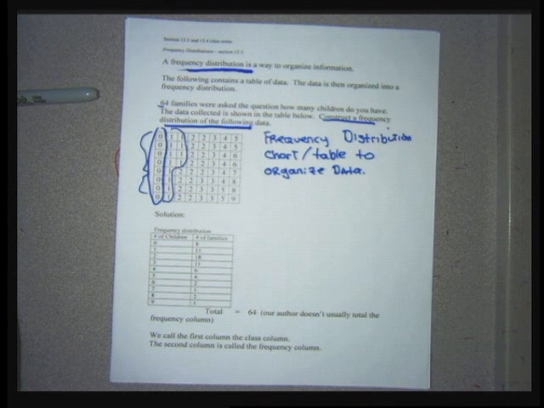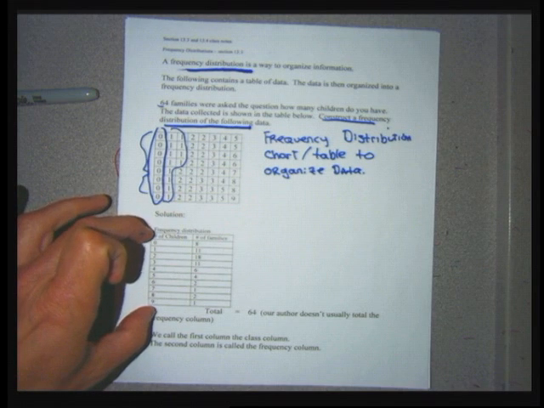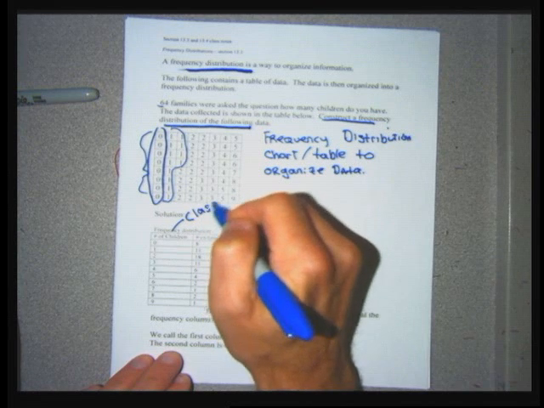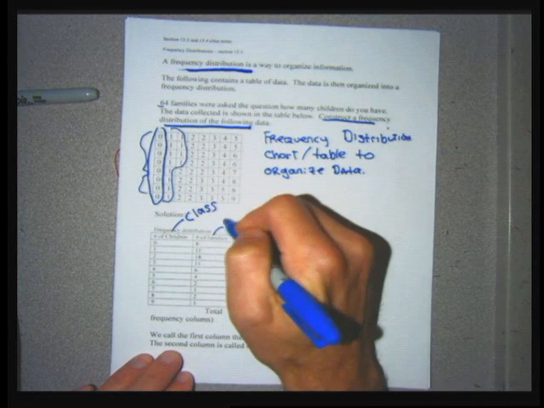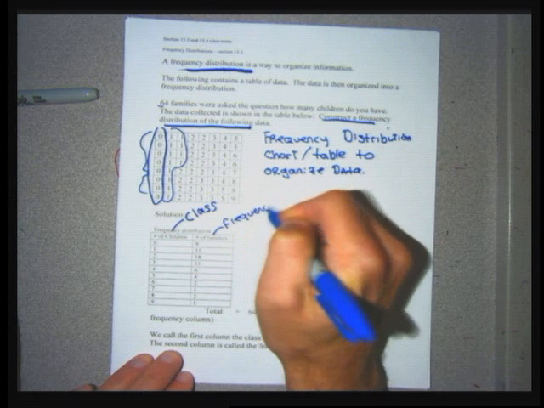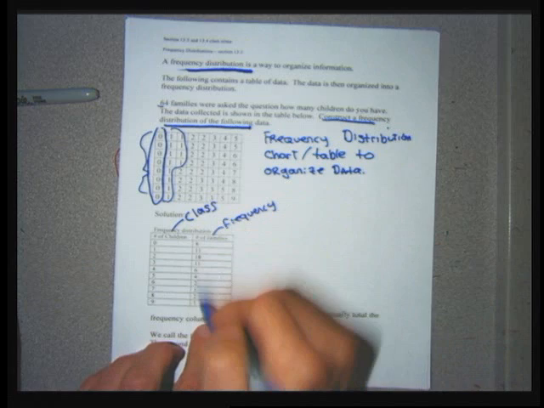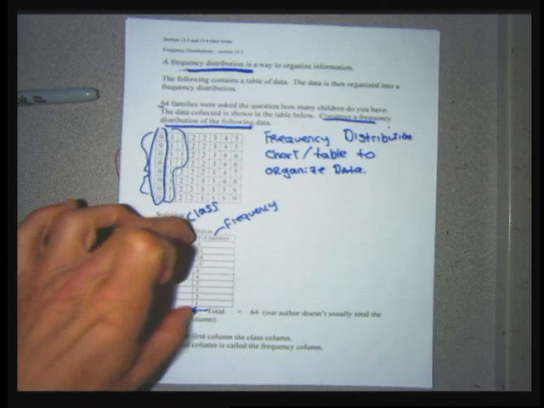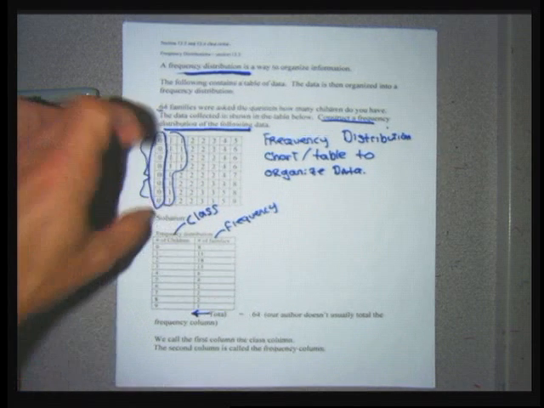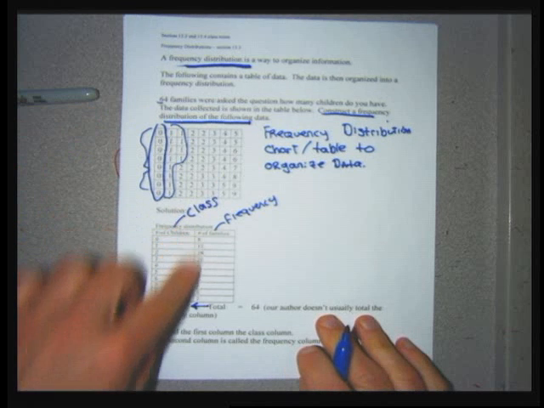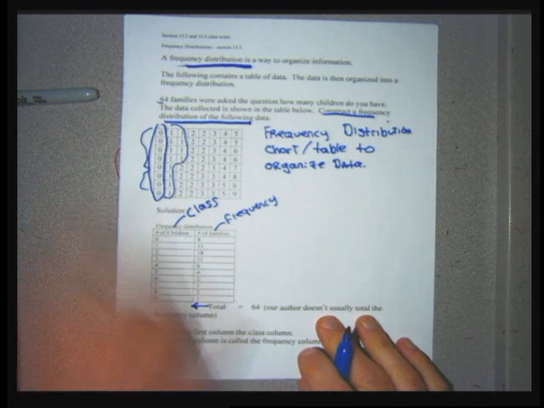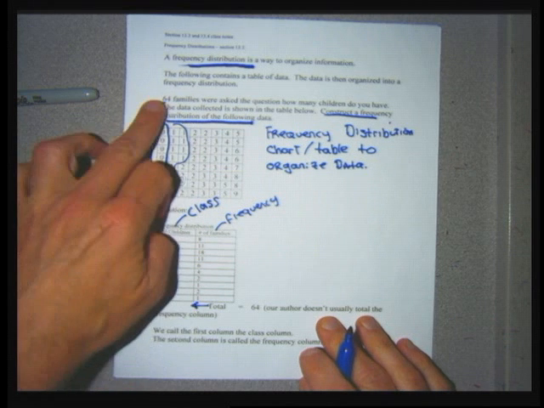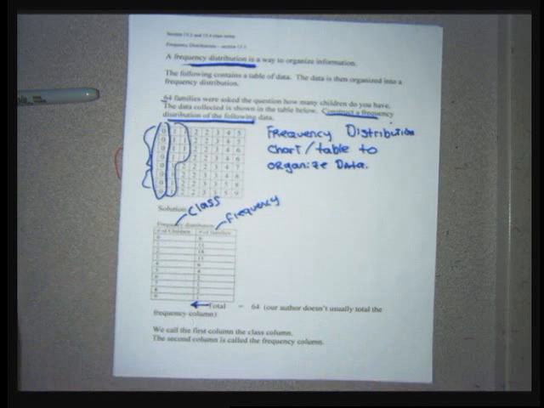Generally, we make 2 columns in a frequency distribution. The first column our author calls the class column, and the second column our author calls the frequency column. Sometimes underneath the frequency column we write down the total number of occurrences, just so I can check. I said there were 64 pieces of information in this table. If I added up all the frequencies, the numbers in the right-hand column, that should add up to the 64 pieces of data. If it added up to more or less than 64, then I messed up somewhere.